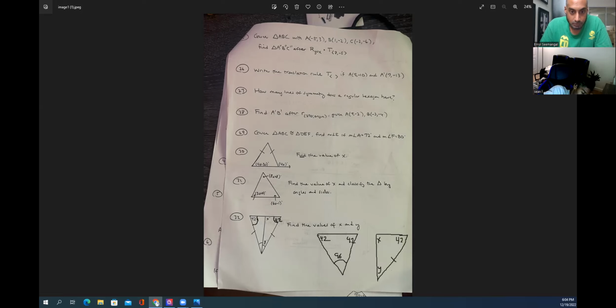Would you divide 96 by 2? Yeah, that's what I was thinking. Yeah, 48, and then 48 plus 42, minus that from 180. Exactly. That would be 90. So x will be 90. And then y would equal half of 96, which is 48. 96 divided by 2, which is 48. Yes. All right, check those two. Yeah, that's correct. Okay, there you go.